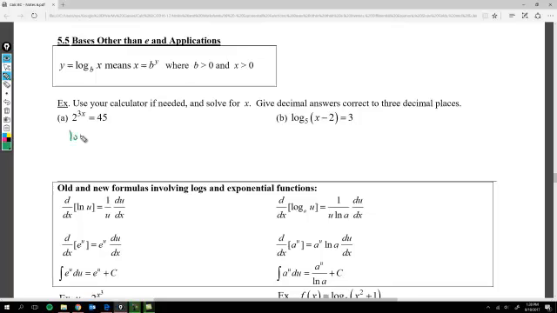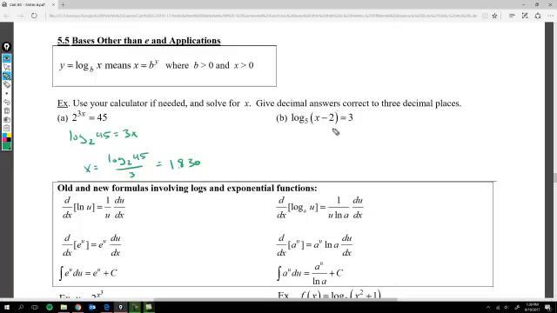So I'm going to write a log. My base is 2. My answer is 45, and that's equal to my exponent. Divide everything by 3 and plug that in our calculator. I got 1.30.